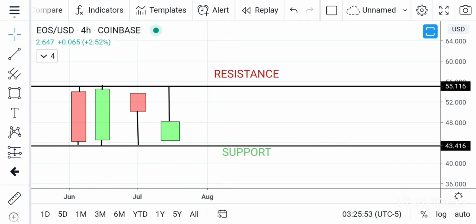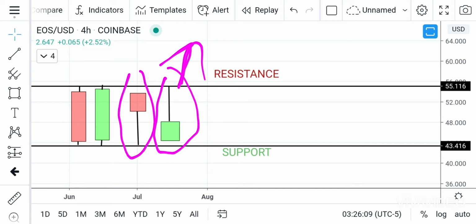The wick shows you price rejection of higher and lower prices. So this one is showing you price rejection of higher prices. That means sellers do not want the price to go above resistance. And this one is showing you price rejection of lower prices. That means buyers do not want the price to go below support. So they have rejected it.